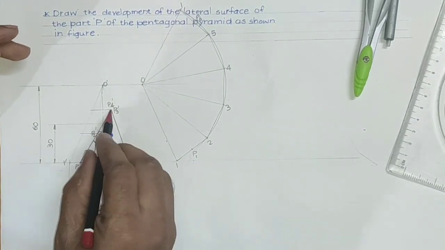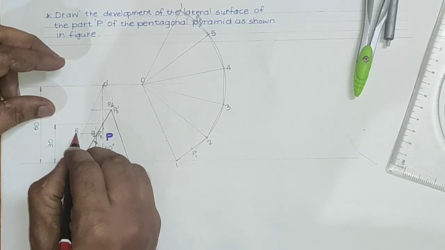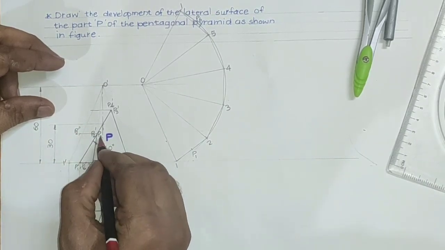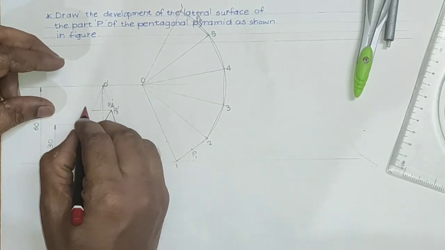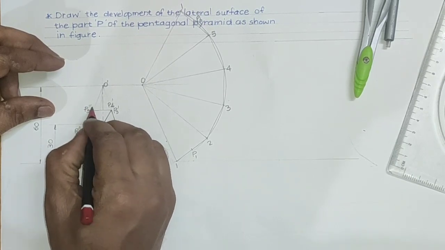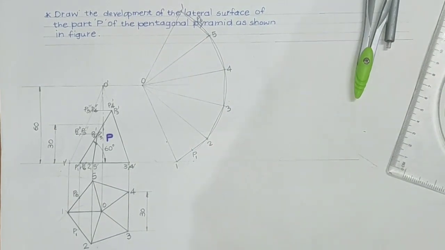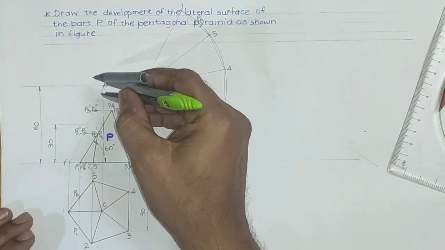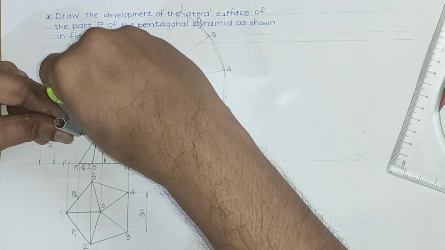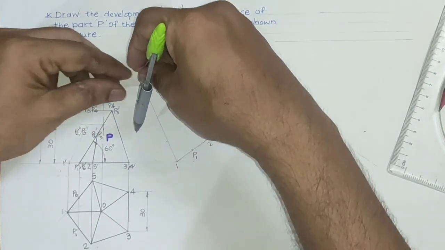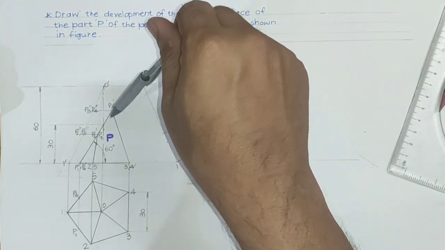Now let us transfer all the cutting points in front view on true length of slant edge, that is P2 double dash and P5 double dash. Here P3 double dash and P4 double dash. Now take distance equal to O dash to P2 double dash in compass. Mark the point on developed surface on line O1.